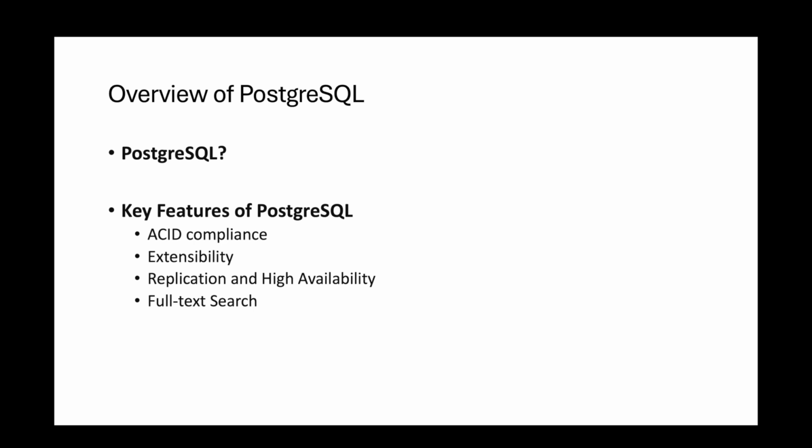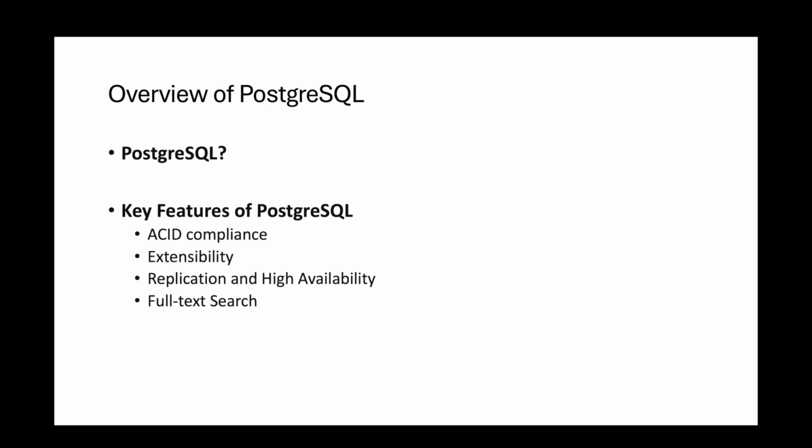Overview of PostgreSQL. PostgreSQL is a powerful open-source relational database management system (RDBMS) known for its reliability, robust feature set, and extensibility. It supports SQL standards and features advanced capabilities such as transactions, foreign keys, triggers, and stored procedures.